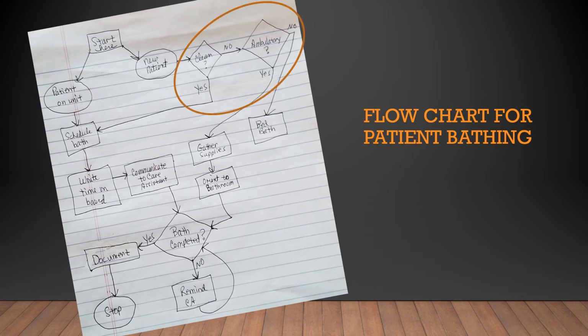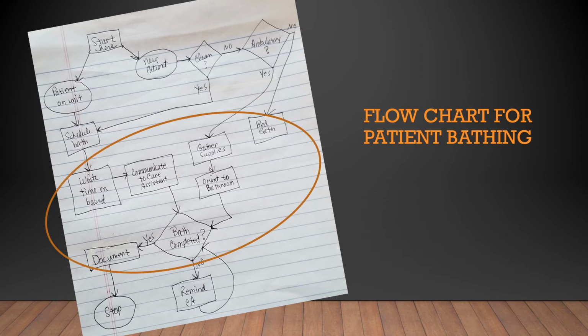On the newly admitted patients, we ask, are they clean? Yes, no. Are they ambulatory? If they are not clean, then we look at some other steps in the process. Do they need a bed bath? Are they a patient that's been on the unit daily? How do we communicate that they need a bath and when they are going to get a bath?